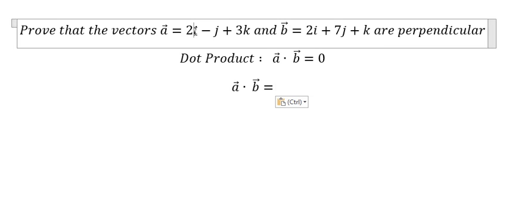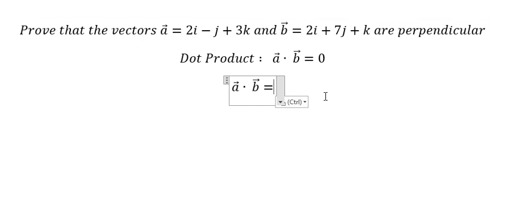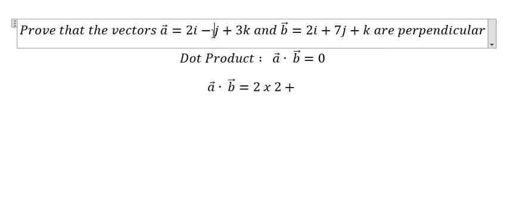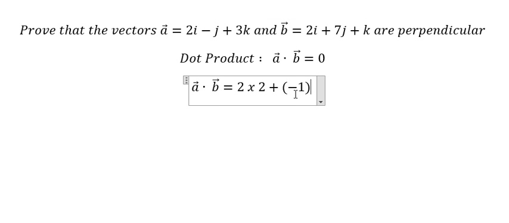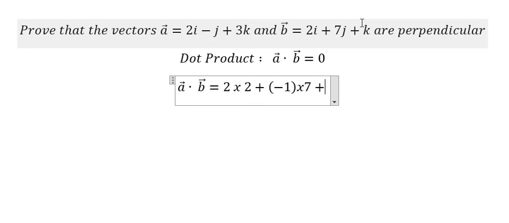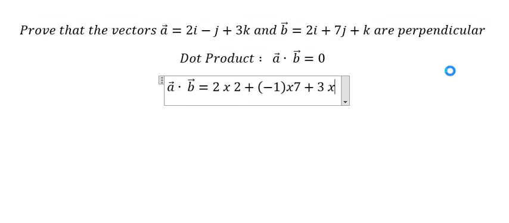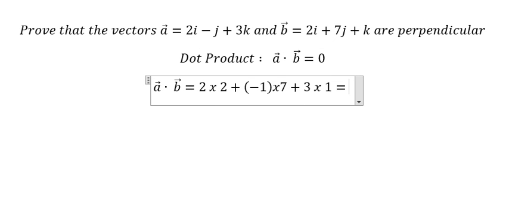So for example, we have i and i. So 2 multiplied by 2, plus negative 1 multiplied by 7, plus 3 multiplied by positive 1. We calculate this and we have 0.